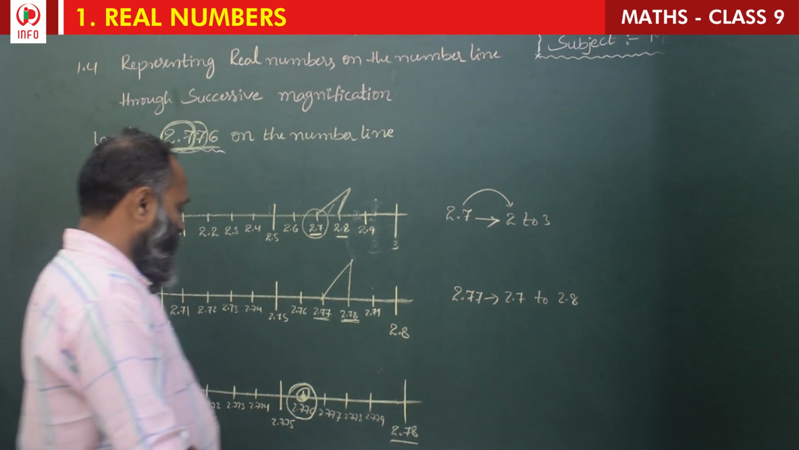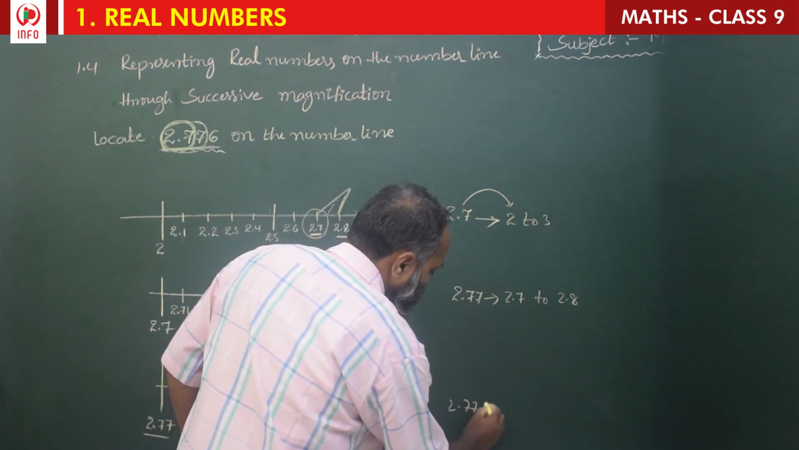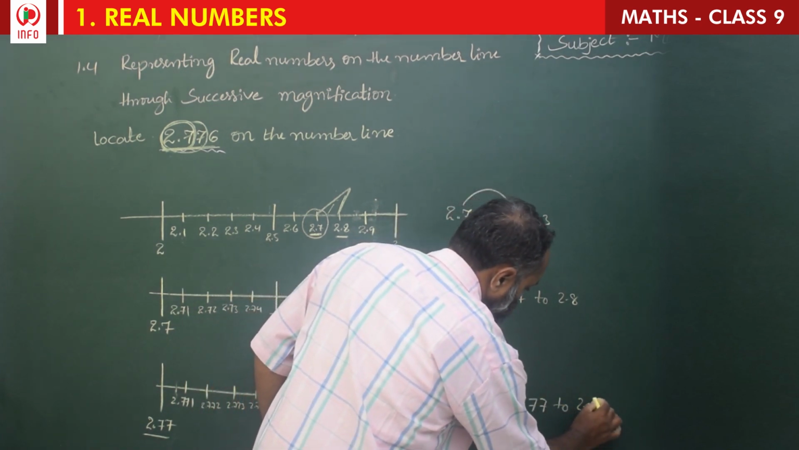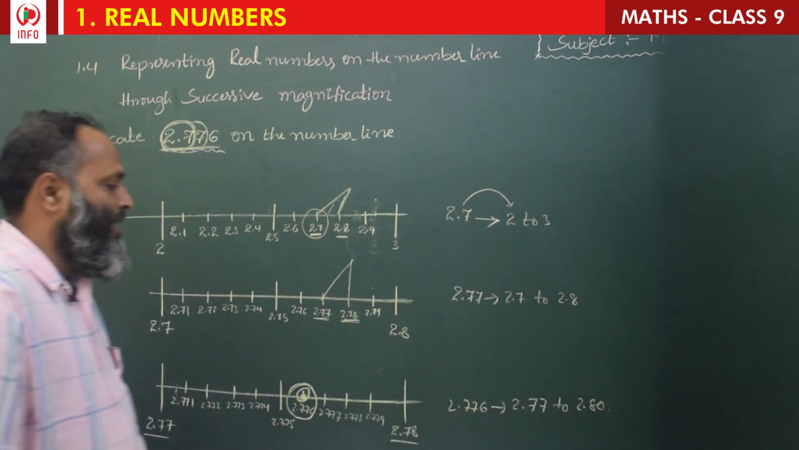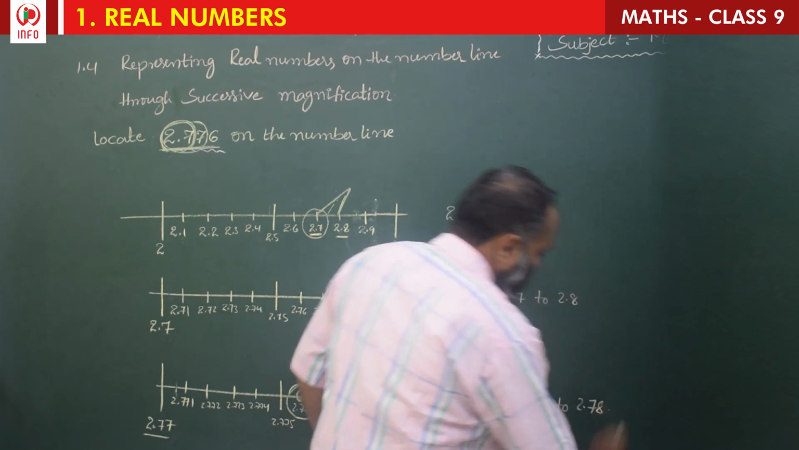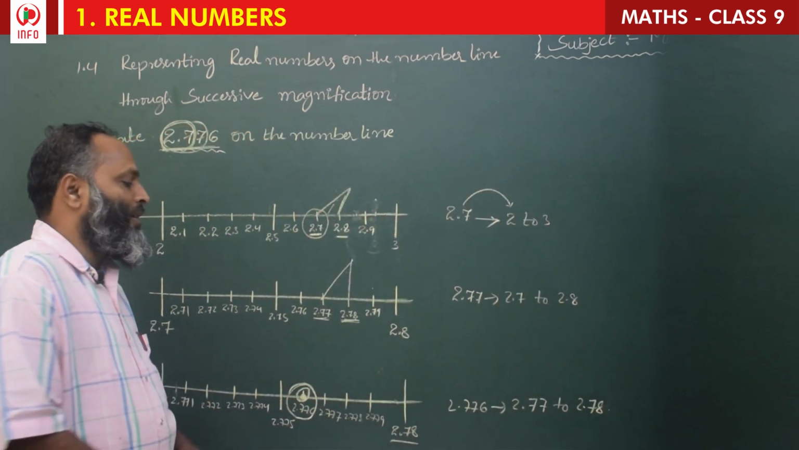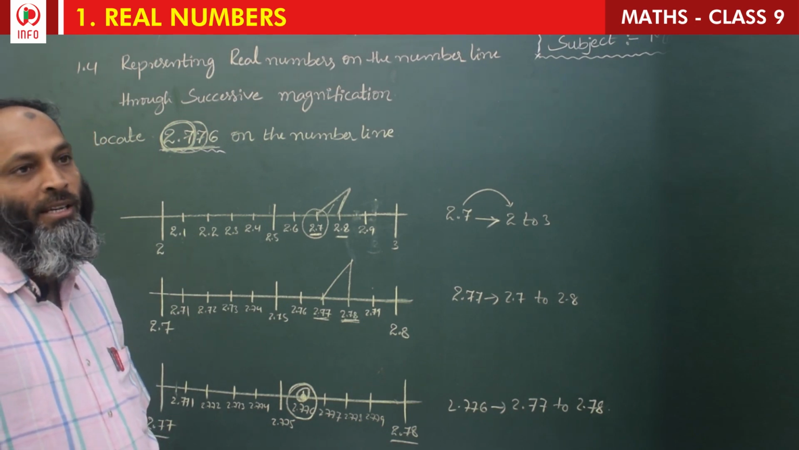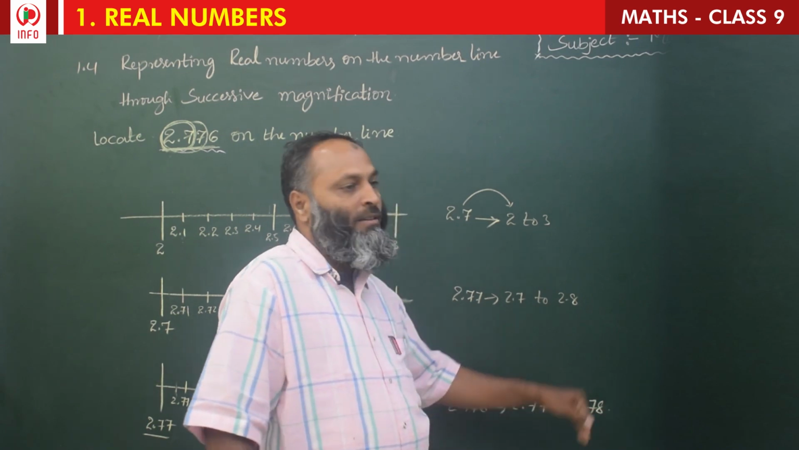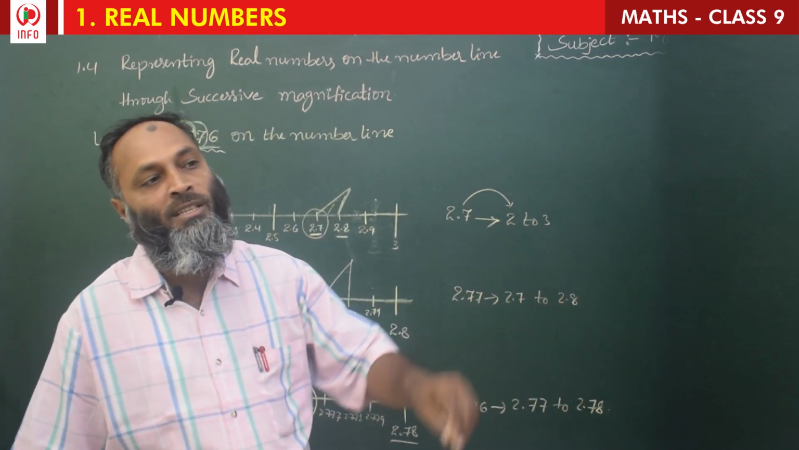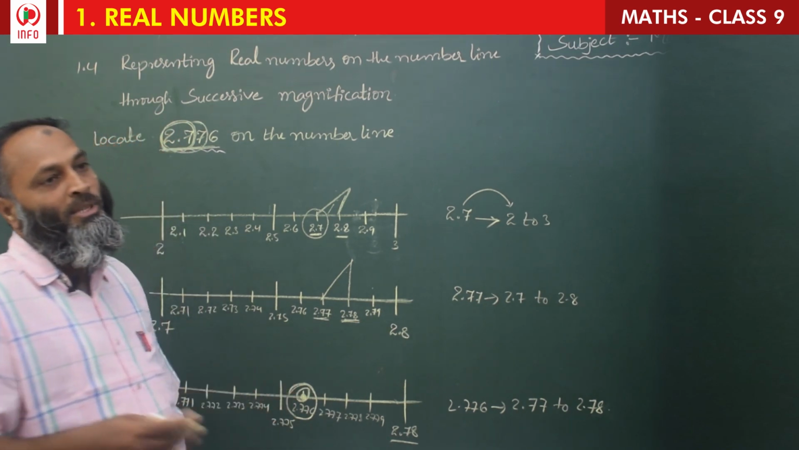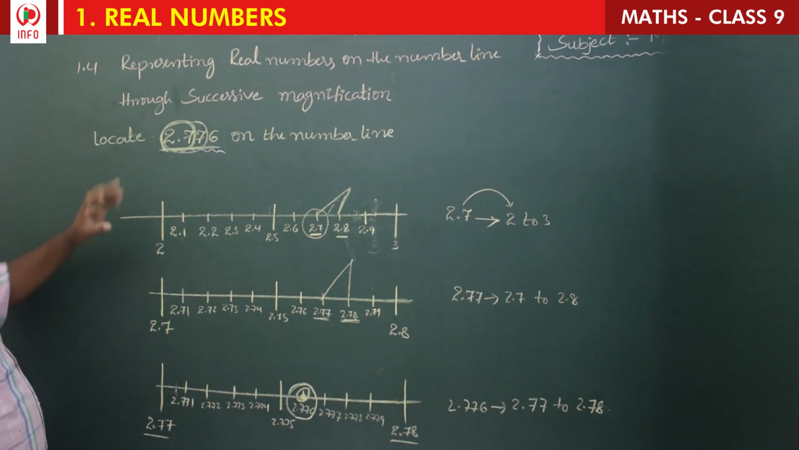Okay, so 2.776 is in between 2.77 to 2.78. 2.80, no, 2.78. So 2.776 is in between 2.77 to 2.78. 77 means 770, 771, 772, 773, 774, 775, 776, 777, 778, 779, 780, and 780 means 78 only, 2.78. So like that we should zoom and zoom.